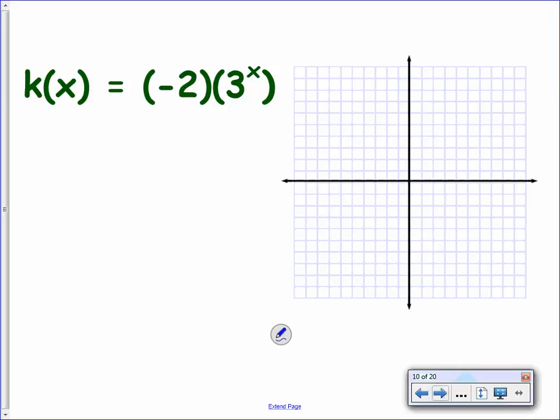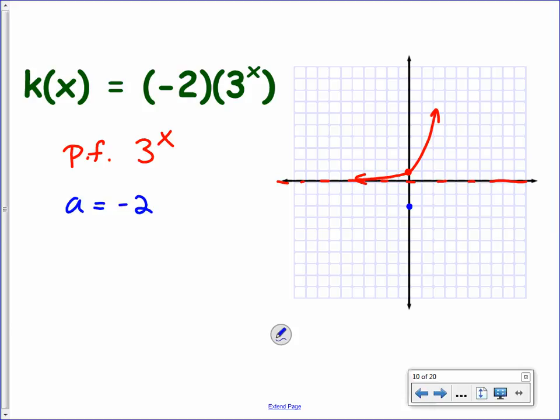Okay, let's look at this example. This time, our parent function is still 3 to the x power. But this time, the negative 2 represents the a value. Okay, so you might remember that that is also your y-intercept. So we do actually know that the y-intercept is negative 2. Actually, let me start with my parent graph, which would be exponential growth. Okay, for my transformed graph, since the a is negative 2, that is also my y-intercept.